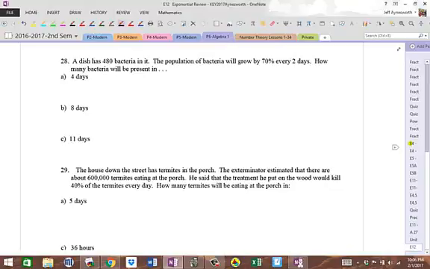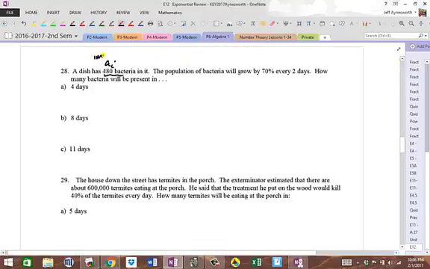Okay, now here's your growth and decay problems again. So this is a cool one. This is from biology or a science class. Okay, you got a dish, a petri dish. It has 480 bacteria in it. This is your initial amount. That's A sub I. That's your initial amount. Initial amount, A sub I.